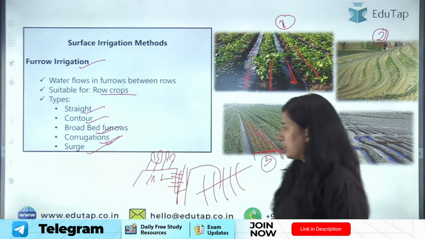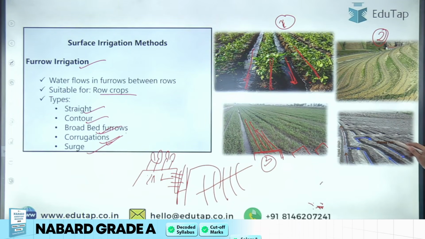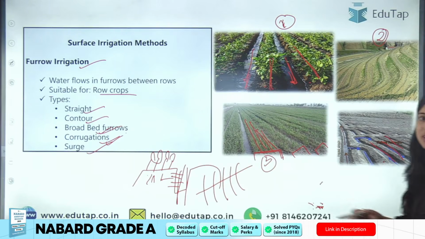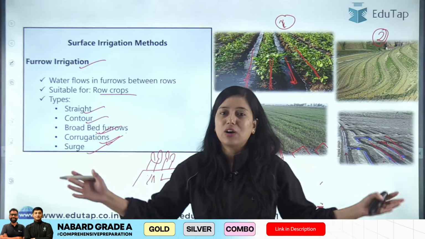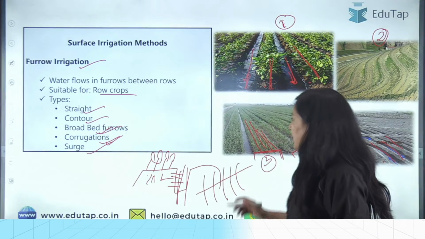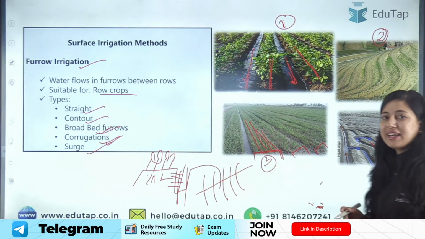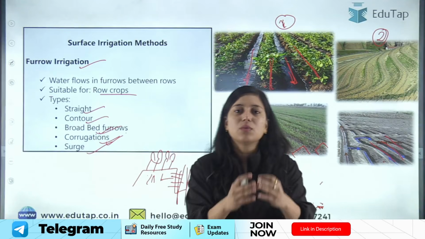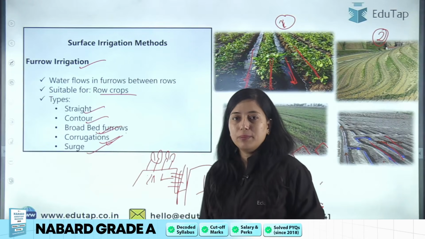Then we have corrugation. What is corrugation? Students, sometimes in order to guide the flow of water, small zigzag furrows are made in between, so that water can spread uniformly over the entire surface. Sometimes, if we do not have level land, we need to make some small furrow-like structures that can help in guiding the water to the entire land. So this is known as the corrugation furrow method, right?